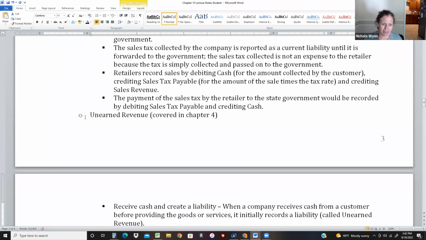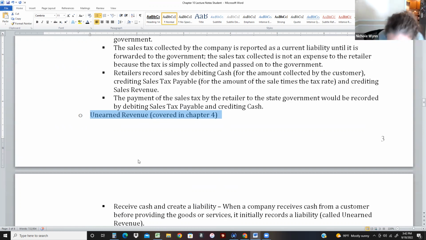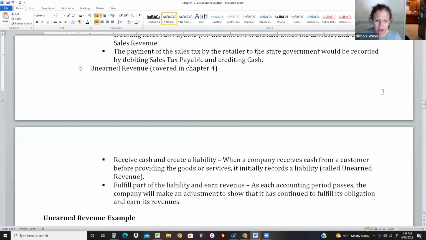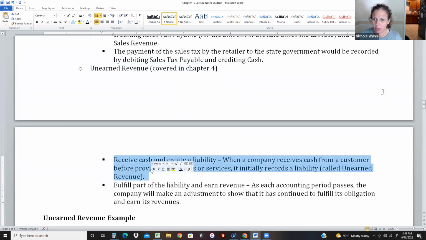So the next topic is unearned revenue. Unearned revenue is something we covered in chapters 3 and 4. It's when we receive the money before we earn it. So we have not earned it yet, but we receive the money early. When this happens, we create a liability when we receive the money, and then when we earn it, we remove the liability. So we put it in unearned revenue when we get the money. The example we always use was the lawyer example. And then as we earn it, we move it from unearned revenue to revenue.